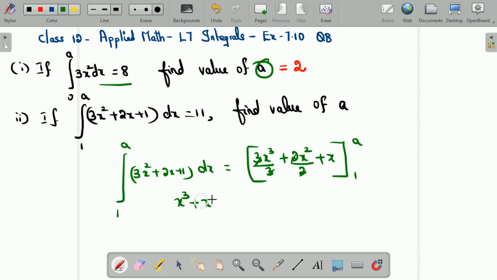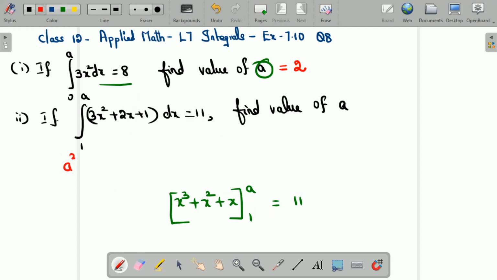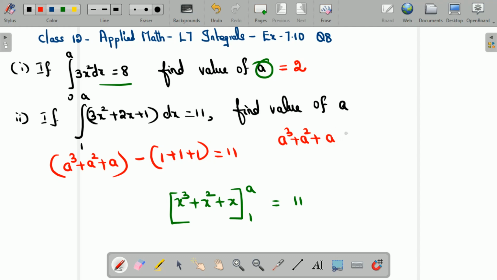So this is plus x squared plus x between the limits 1 to a, which is going to be equal to 11. First let's apply the upper limit. When you apply the upper limit, it is a cubed plus a squared plus a, minus the lower limit, 1 cubed plus 1 squared plus 1, is equal to 11. Now we are going to take this 3 to the other side. So this means a cubed plus a squared plus a, when the minus 3 goes to the other side, is going to be equal to 14.